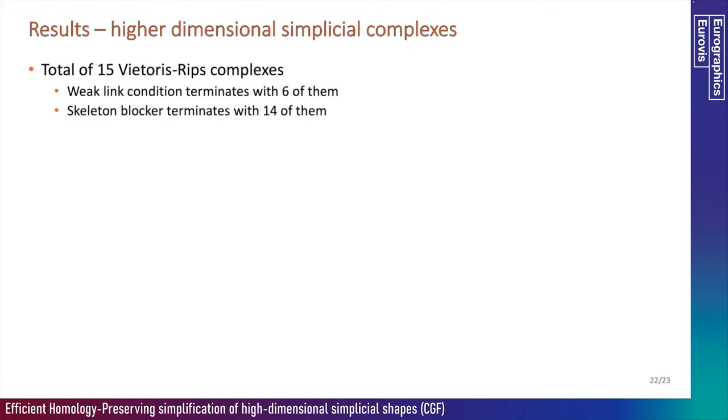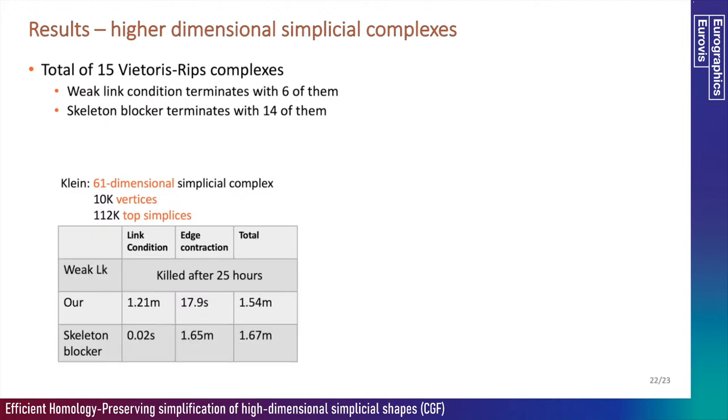Now, since providing a complete overview of all these data is very complicated in just a couple of slides, and of course you will find all the results in the paper, I want to show you just a couple of examples which express a core take-home lesson. The first dataset that I want to show you is the Klein dataset, which is a 61-dimensional simplicial complex, and we can notice that in this case we don't have a lot of vertices, so there are not a lot of edge contractions that we can perform. And indeed, in this case, our approach and the skeleton blocker perform pretty similarly, roughly close to 2 minutes to fully simplify the dataset.